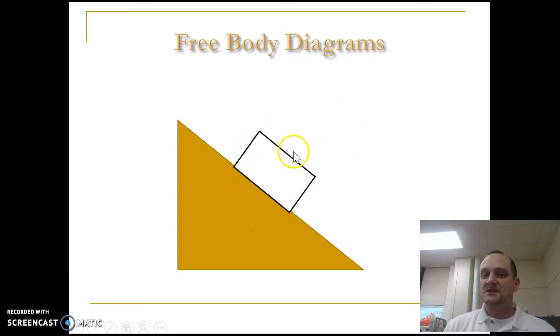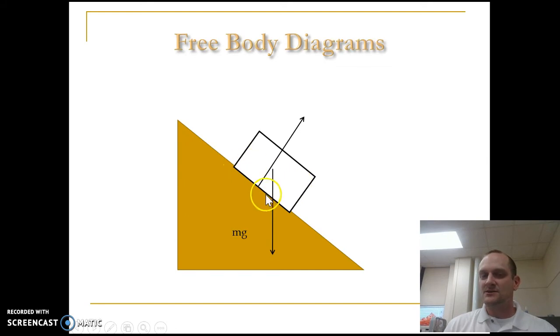Okay, let's look at this. Now I have an object sitting on an incline. Now I want to draw the free body diagram for it. Remember, it's just a pictorial representation of all the forces acting on the object. First thing we always have is weight, right? So mg pulling down on this thing. I don't need m1g or m2g because I only have one object. So I'm just going to call it mg. It's the mass times the acceleration due to gravity.